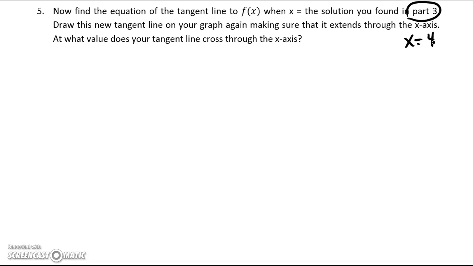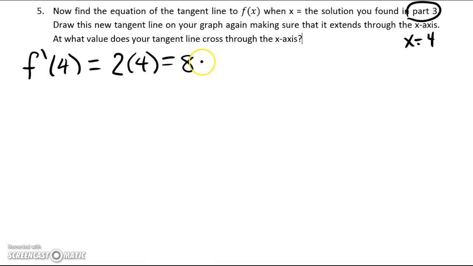process. So to find the equation of the tangent line, we again first need to find the slope at our value x equals 4. Recall that we found that the equation for the slope, or the derivative of our function, was 2x, so we need to take 2 times 4, and that gives us a slope value of 8.